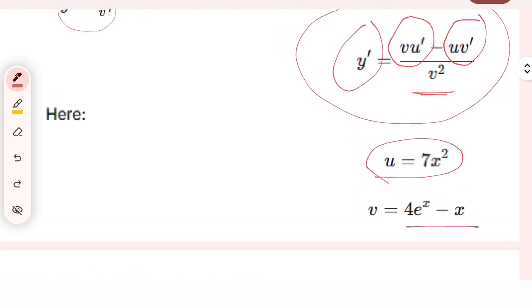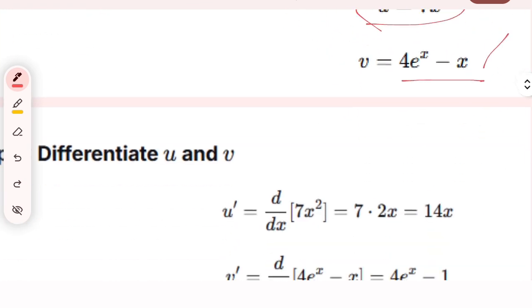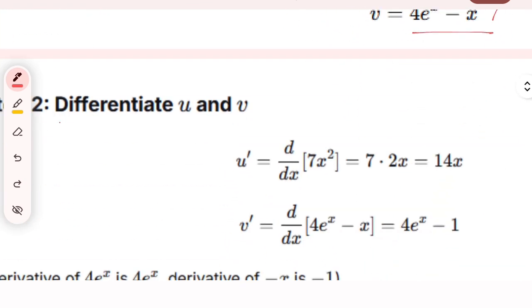Once we have u and v, look at our formula. We need to compute the derivative of u and also the derivative of v. That is our next step: we differentiate u and v. So the derivative of u: what is the derivative of 7x squared? It is actually 7 times 2x, or 14x.